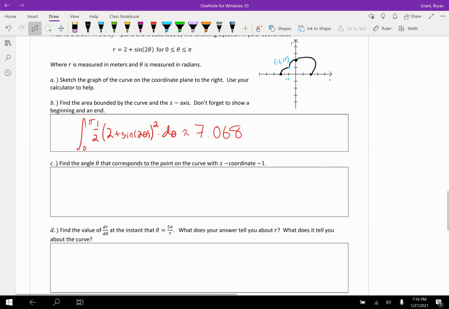And that reminds me, on part B, it says, please show a beginning and an end. If you just write 7.068, you don't receive full points. They always want to see a setup and an answer. No bald answers. All right, so angle theta.